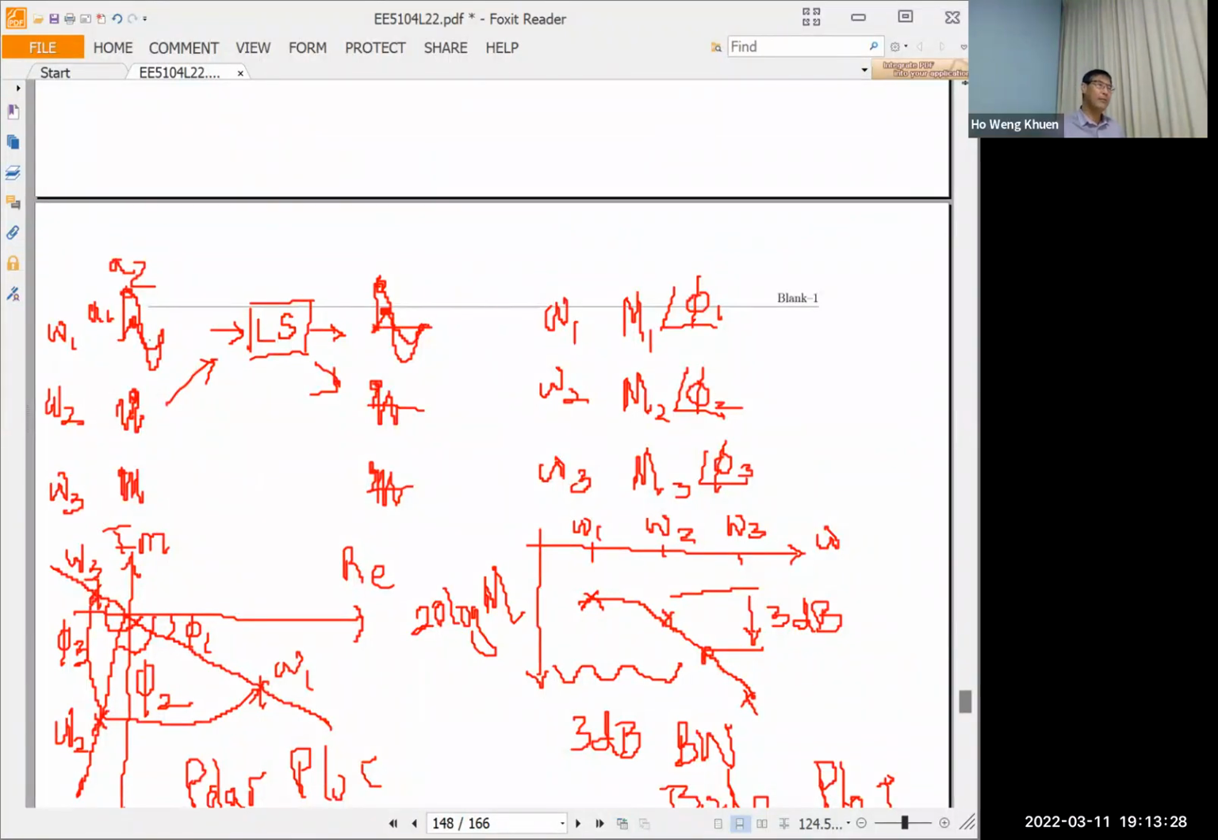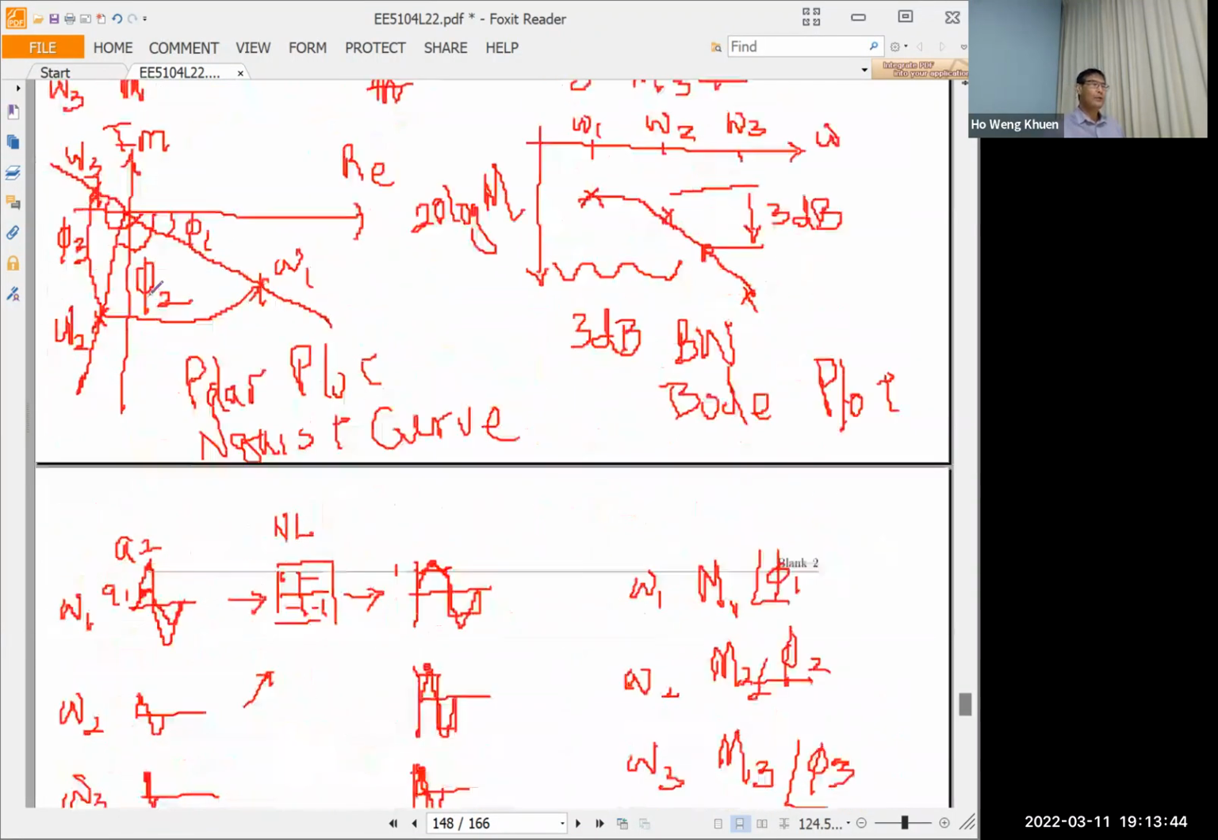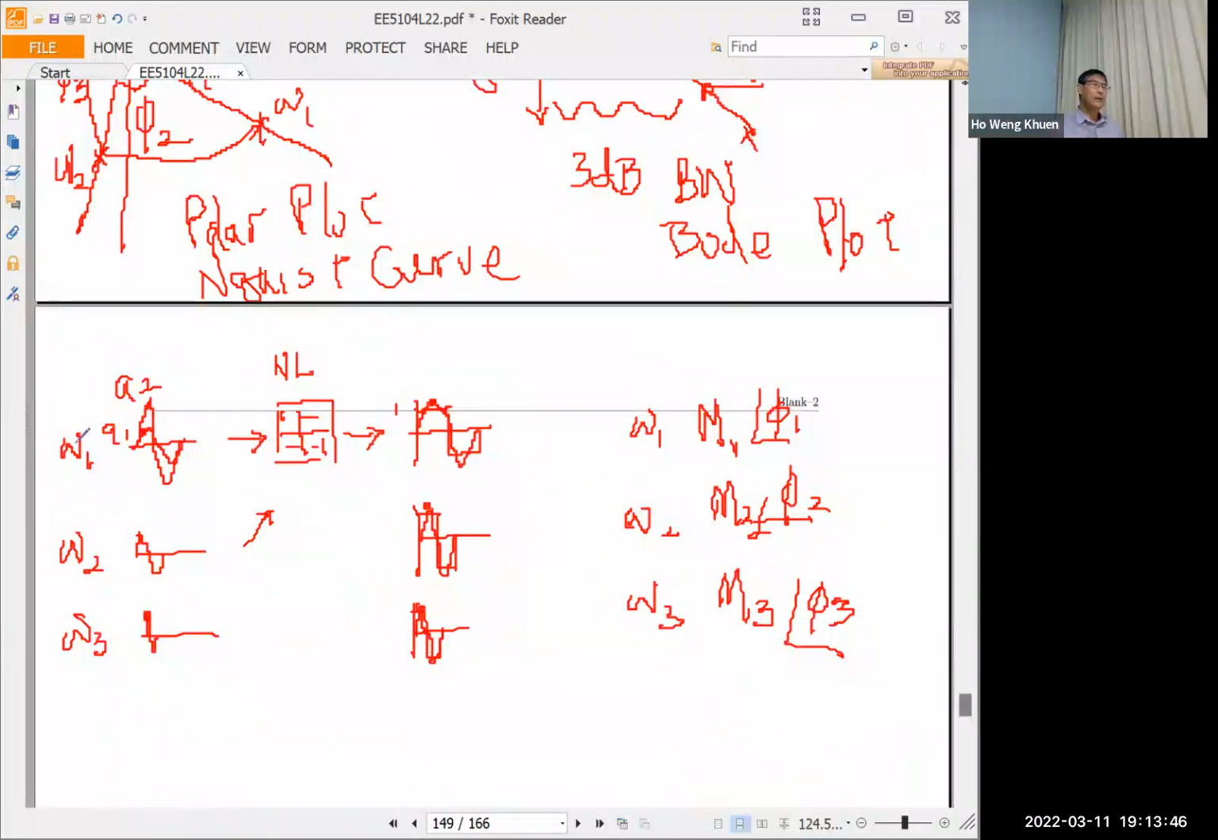If you are doing an amplifier, maybe omega 1 is 20 hertz. Then you go all the way up to 20 kilohertz. That is the range that you're interested in. So you have to sweep omega from 20 hertz to 20 kilohertz. But the amplitude you don't have to change. Whereas for nonlinear, you not only have to change the amplitude, you also have to change the gain.